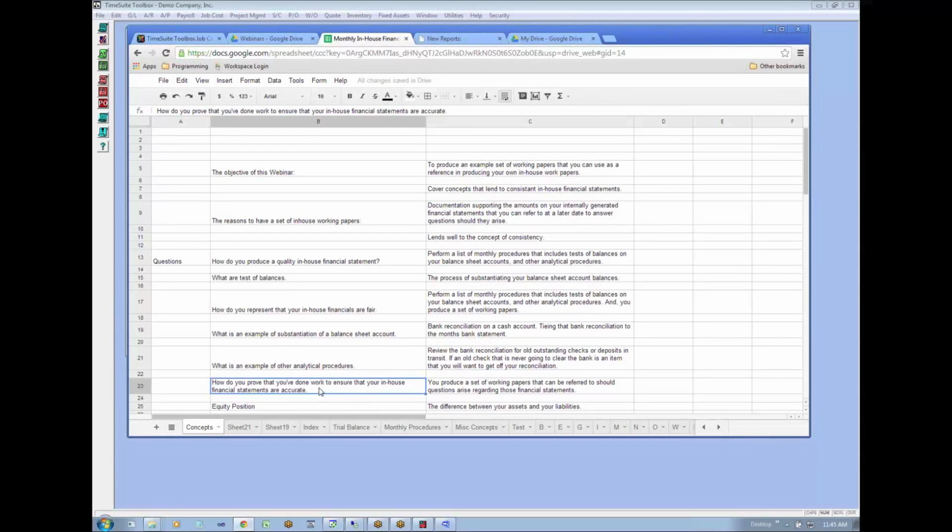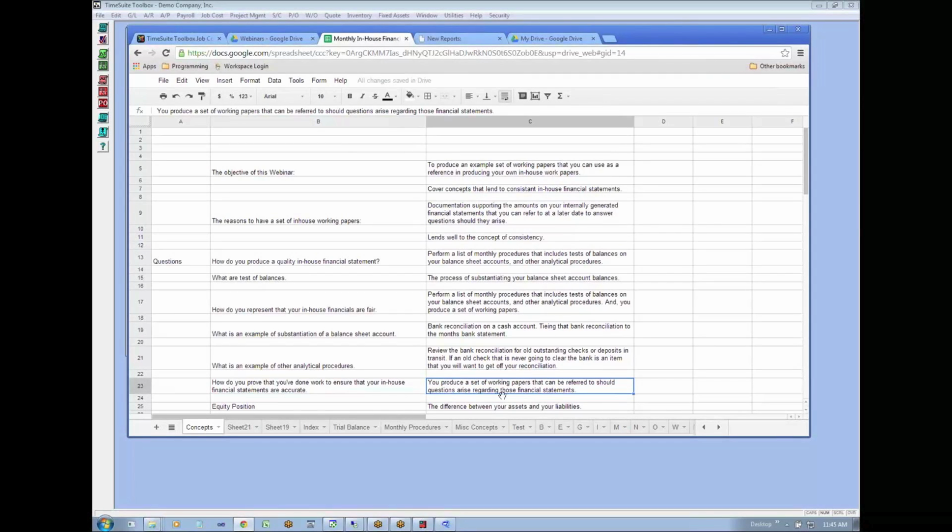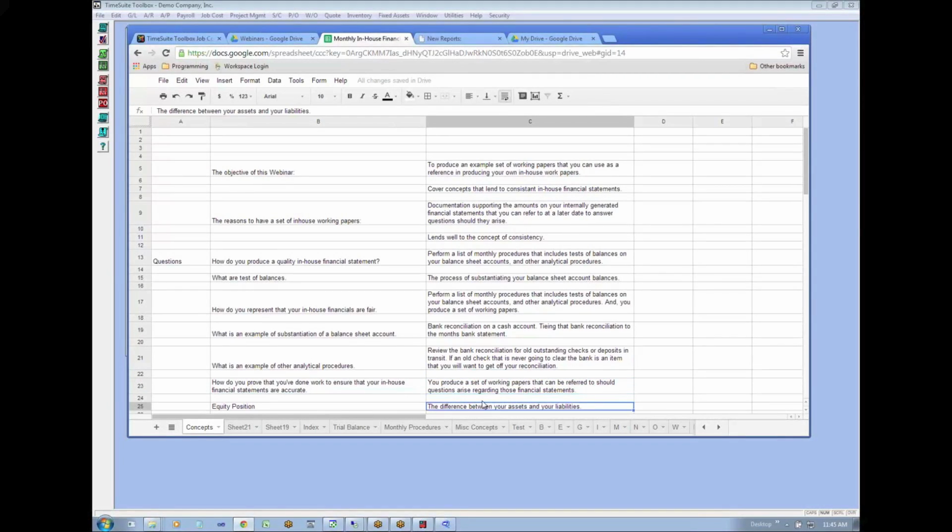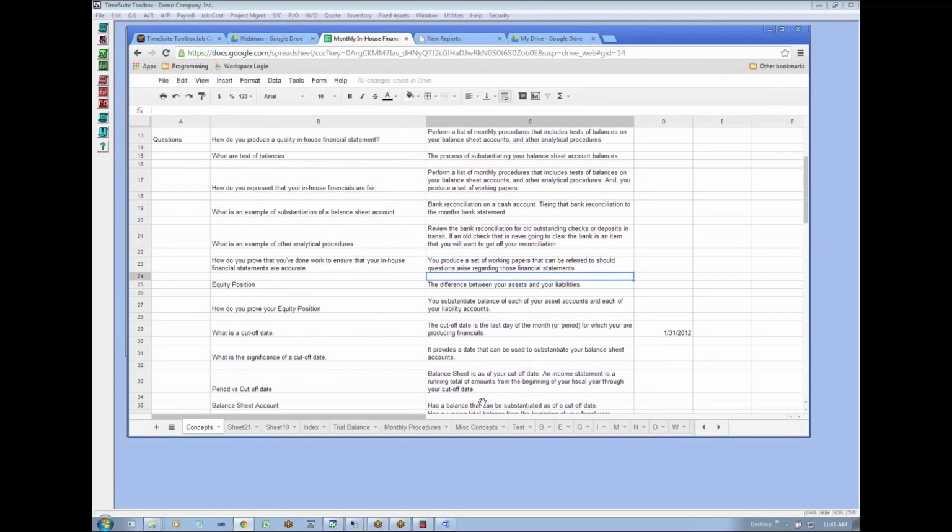How do you prove that you've done work to ensure that your in-house financial statements are accurate? You produce a set of working papers that can be referred to should questions arise regarding those financial statements. Your equity position is the difference between your assets and liabilities. How do you prove your equity position? You substantiate balances for each of your asset accounts and each of your liability accounts. So that substantiates the equity position because it's the difference between the two.